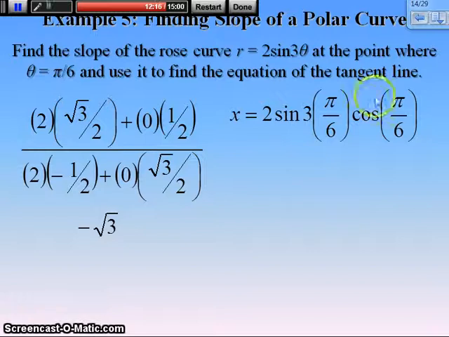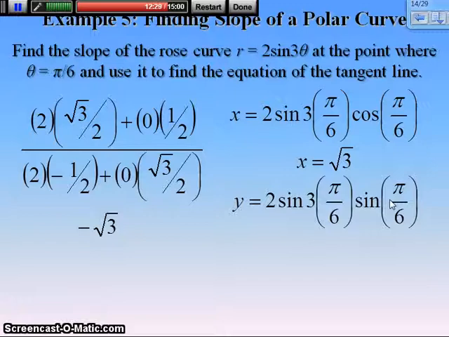So to find the x coordinate, I take my pi over 6 and I plug it in for theta into the original x equation that we used. And when I do that, again, unit circle values, I get x equals radical 3. To get the y coordinate, I plug pi over 6 into the y equation, y equals 1.